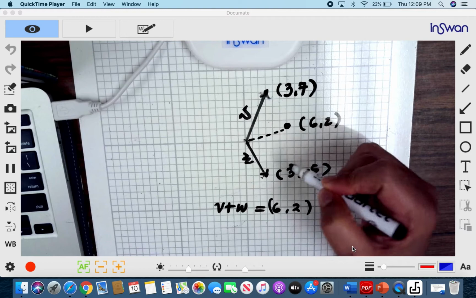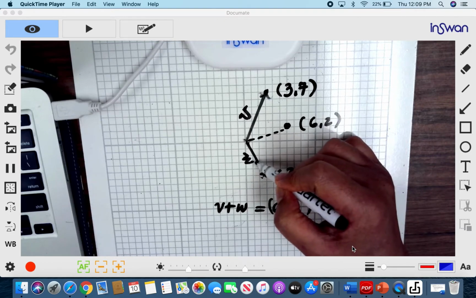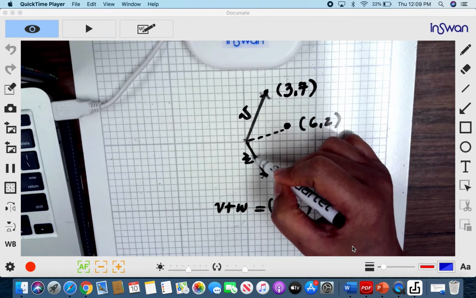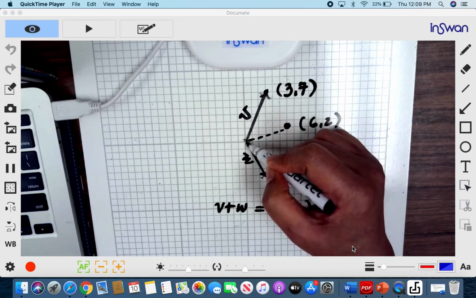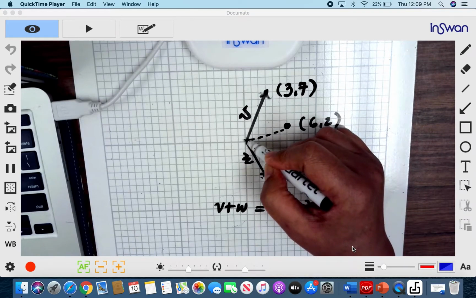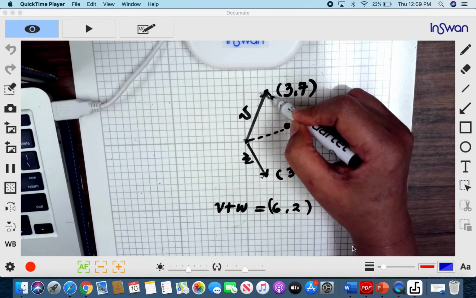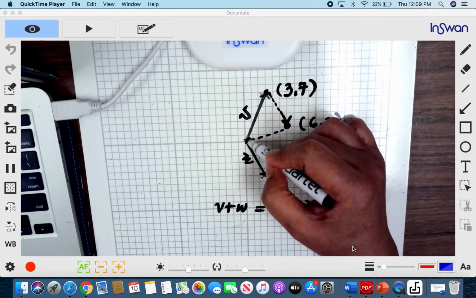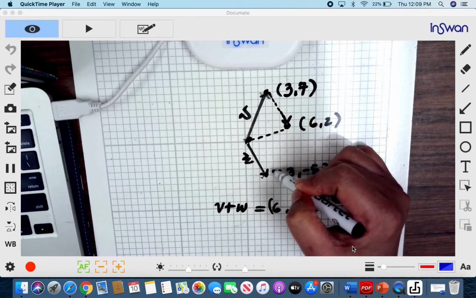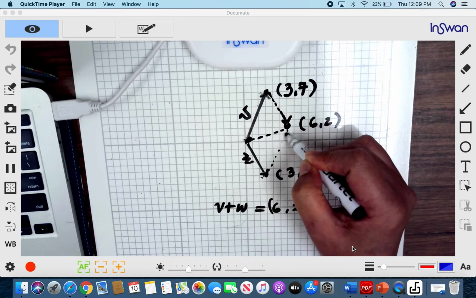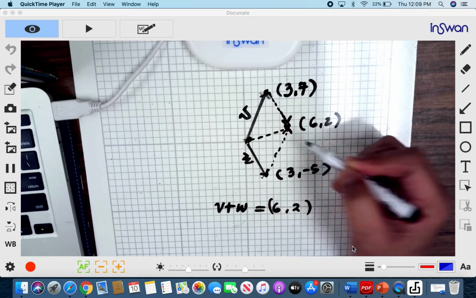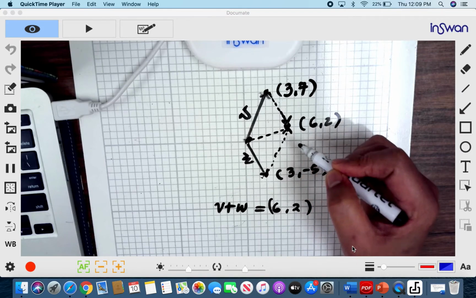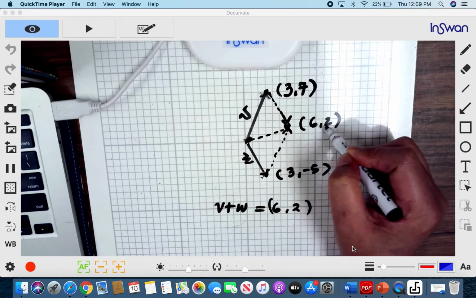Now, if I'm going to do the parallelogram method, we need to combine our vectors from tail to tail. So for example, this tail goes here and it will be reflected to here. And then this is the tail, so it goes here. So it will be reflected to here. That's what we call the parallelogram method. And nevertheless, your resultant will end at 6 and positive 2.